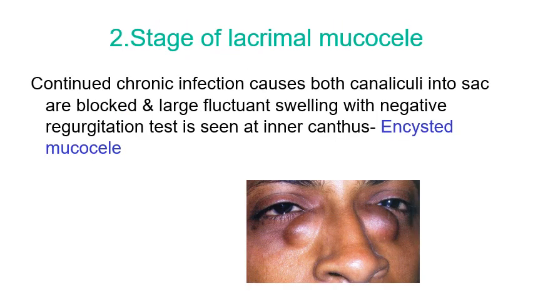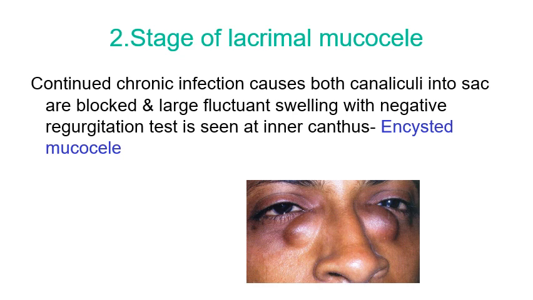Then the stage of lacrimal mucocele. Continued chronic infection blocks both canaliculi into the sac. They are blocked, and a large fluctuant swelling with negative irritation is seen at the inner canthus. This is called an encysted mucocele.